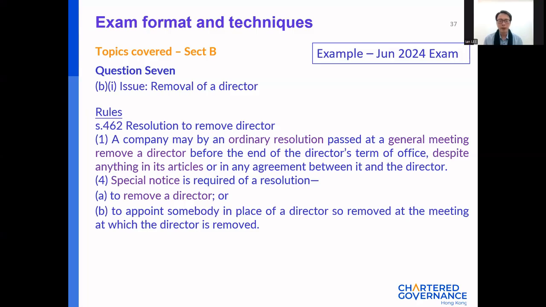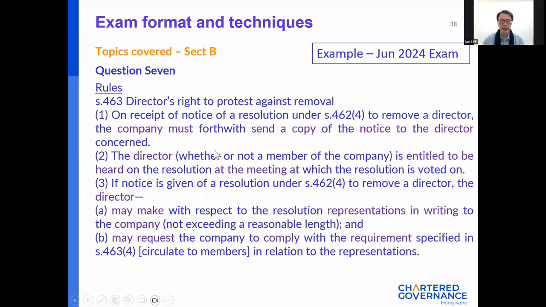But there's a requirement on special notice under subsection 4. If you want to remove a director in a general meeting, obviously you need to send out a notice to call the general meeting, but there's a special notice requirement. The company must send a copy of the notice to the director concerned. So you cannot do it secretly. If you wish to call a meeting of shareholders to remove a director, you must let that director know. And that director is entitled to be heard on the resolution at the meeting in which the resolution is voted on.